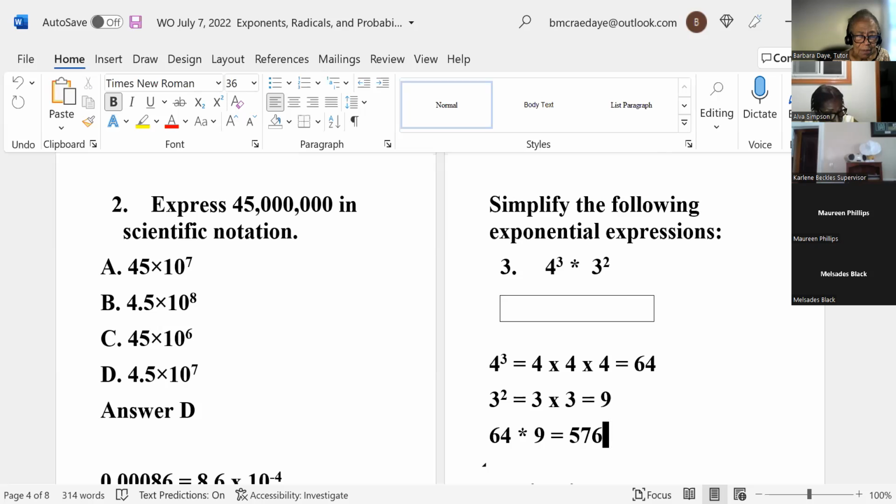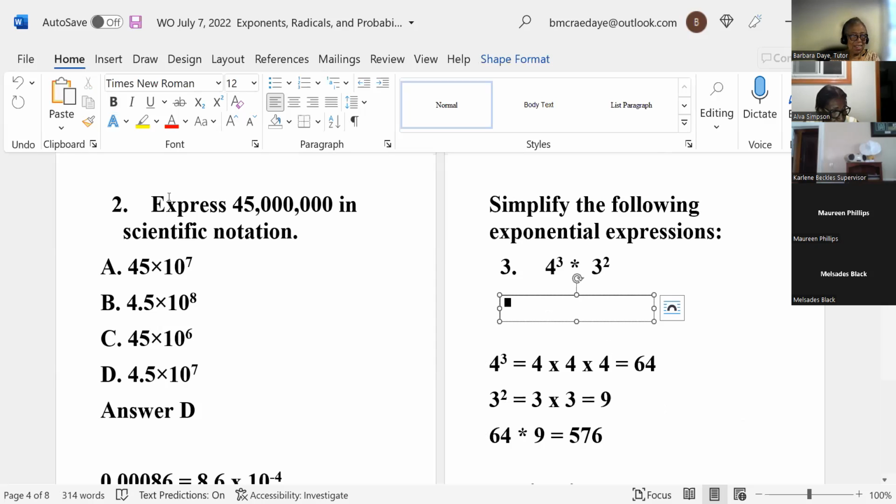When you see a number raised to a power, it's the number by itself that number of times the power represents, right? So you just expand the 4 to the third. You get 64, 4 times itself 3 times, and 3 times 3 is 9. Then multiply those two numbers, and that's your answer.